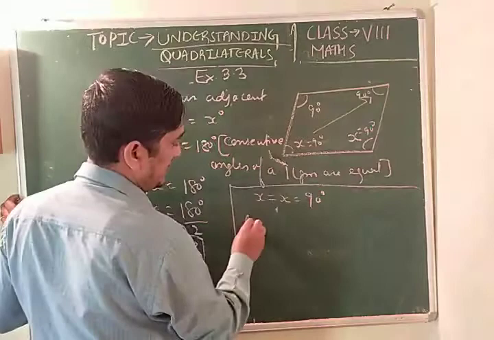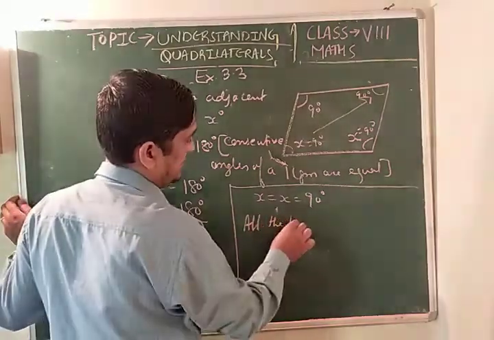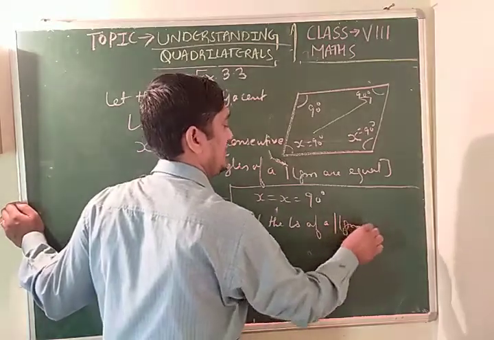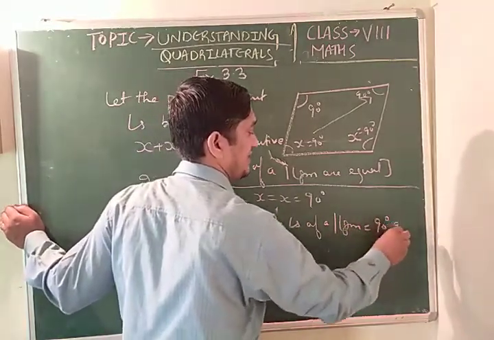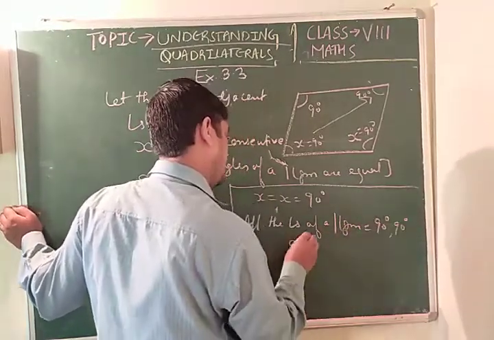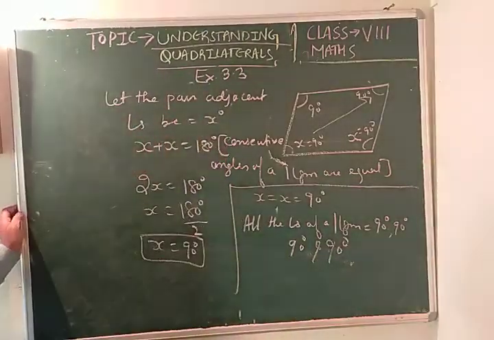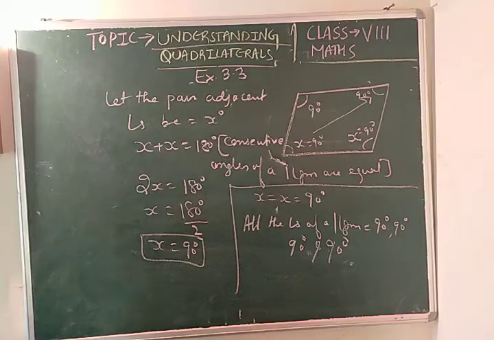So all the angles of the parallelogram are 90 degree, 90 degree, 90 degree and 90 degree. Now children, in question number 7.